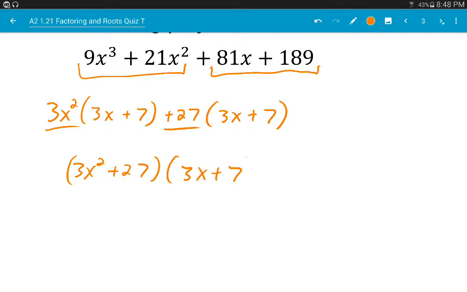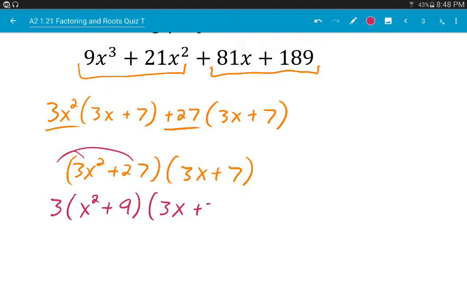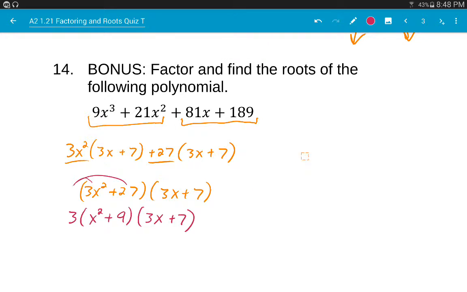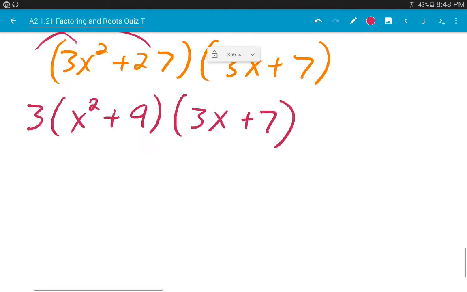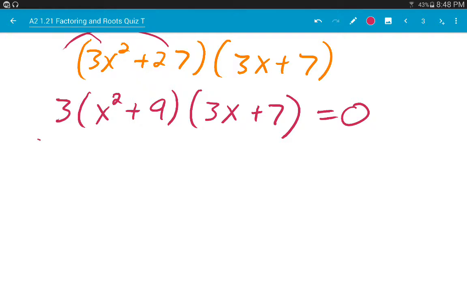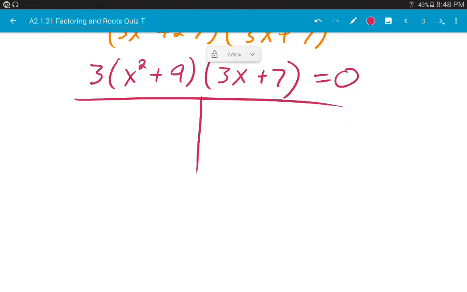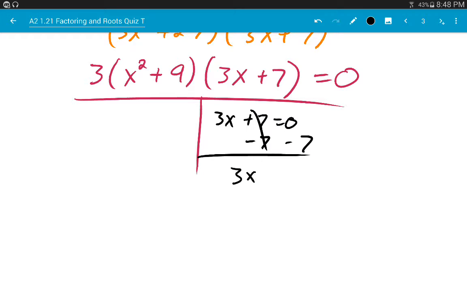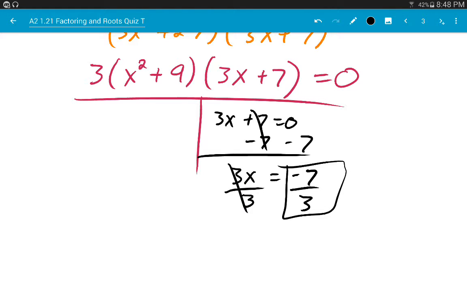And 3x plus 7. I notice that there's a GCF here, so I'm going to pull it out to the front. 3, leaving me with x squared plus 9, times 3x plus 7. And it says to factor and find the roots. So if I'm going to find the roots, that means set it equal to 0 and t-chart it. 3x plus 7 equals 0. I'm going to minus 7 because I'm trying to get x by itself. 3x is equal to negative 7, and divide by 3 on both sides. X is equal to negative 7 over 3.